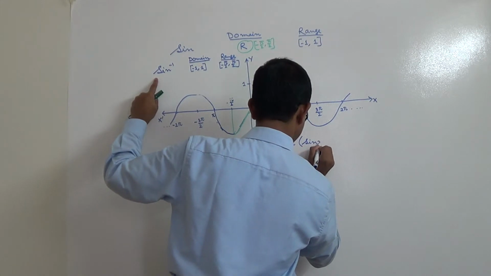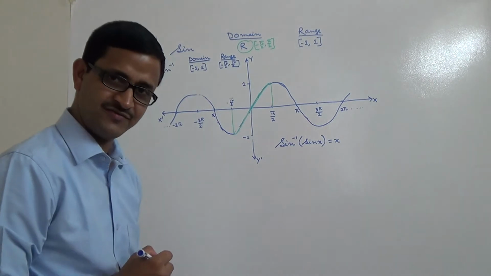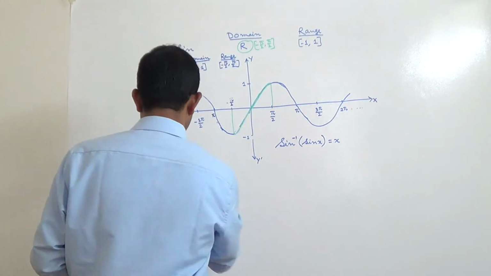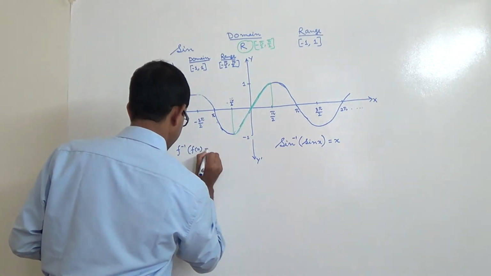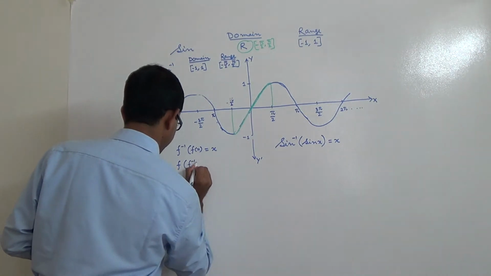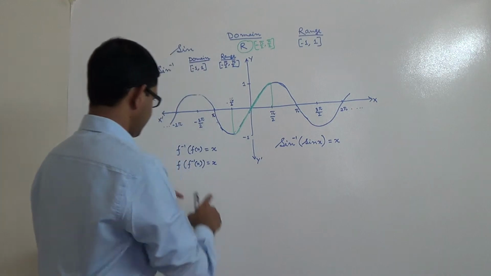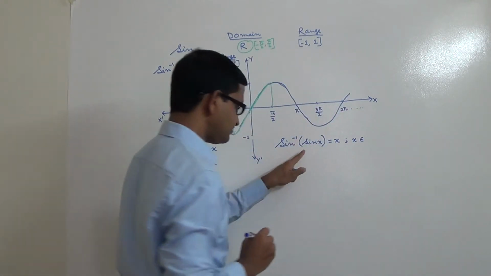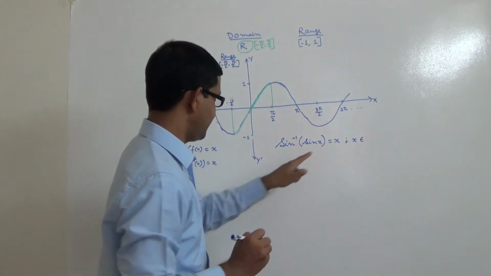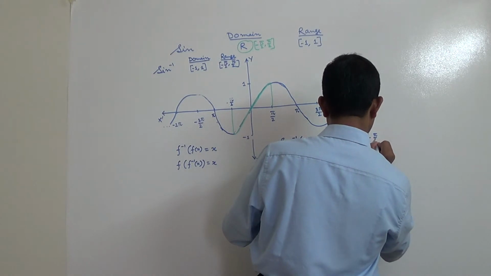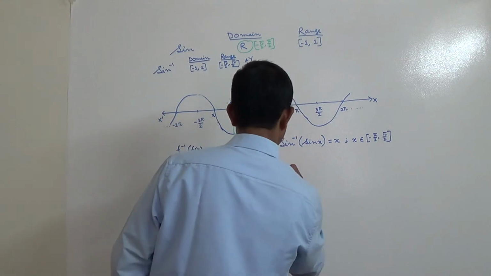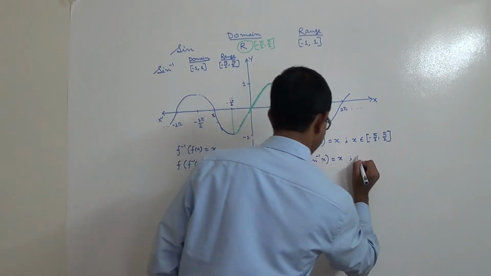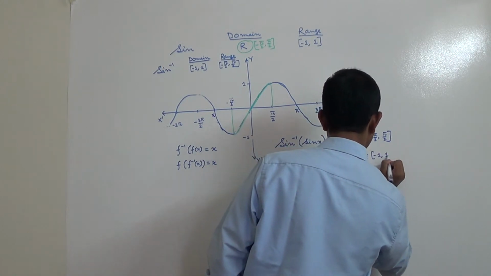Sine inverse of sine x is equal to x. Definite, right? Because we know the inverse of the same function is the value itself. That is f inverse of f x is equal to x. Again, f of f inverse x is equal to x. So the moment I write sine inverse of sine x equal to x, that means when x belongs to minus pi by 2 to pi by 2. And sine of sine inverse x is also equal to x, but when x belongs to minus 1 to plus 1.